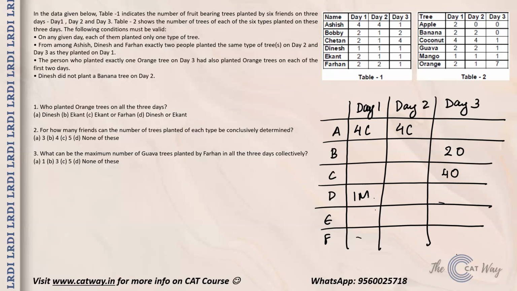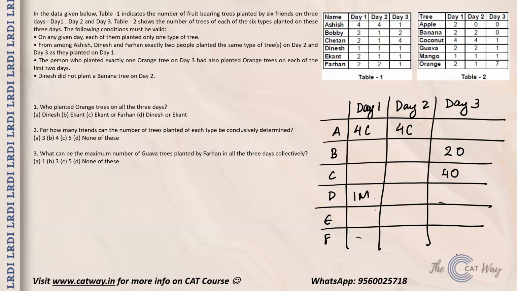Now one orange tree has been planted. Okay, one orange tree has been planted on day 3. That is remaining that we haven't been able to decode right now. Now that one tree is not being planted by Bobby, and neither has it been planted by Chetan. Bobby and Chetan have not planted it.